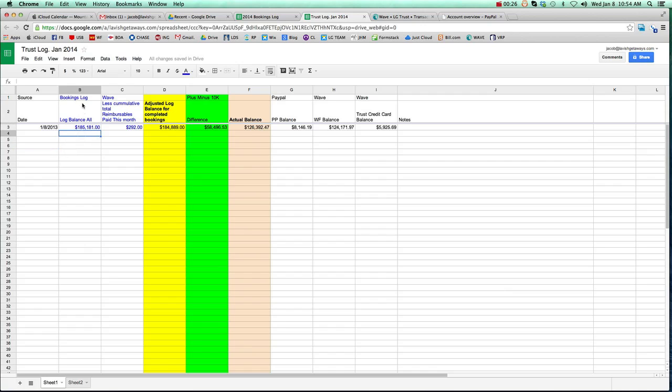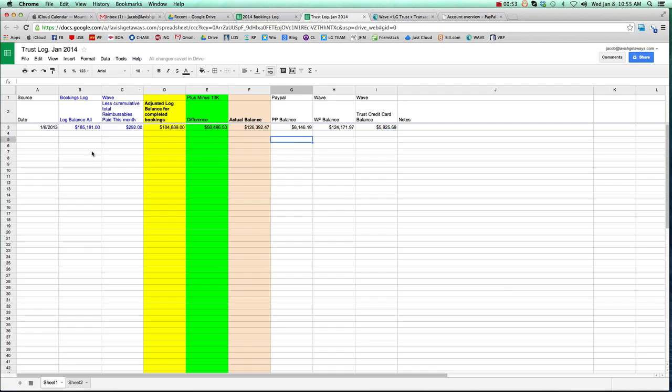You're going to put in what is the bookings log balance, the Wave balance for what is our cumulative reimbursables for that month, for the month of January so far this month in January. And then over here, you're going to be putting in our PayPal balance, what it shows on our PayPal balance, what it shows in Wells Fargo, and what our trust credit card is.